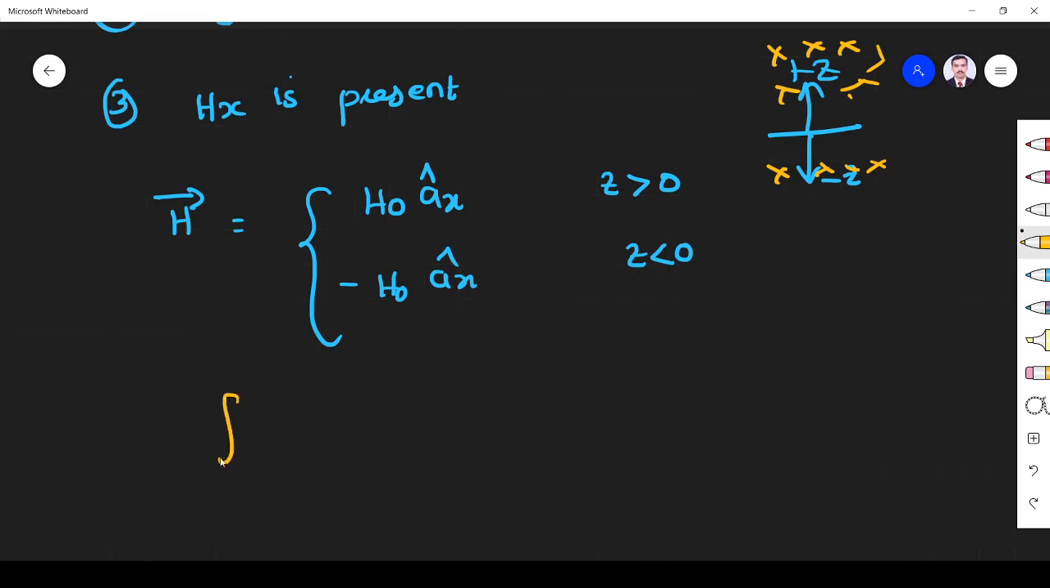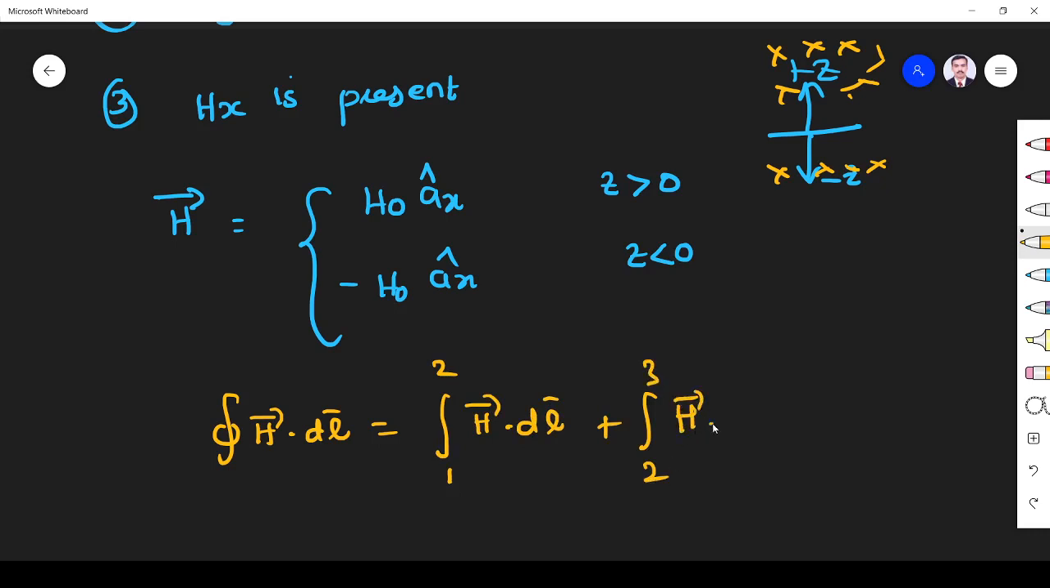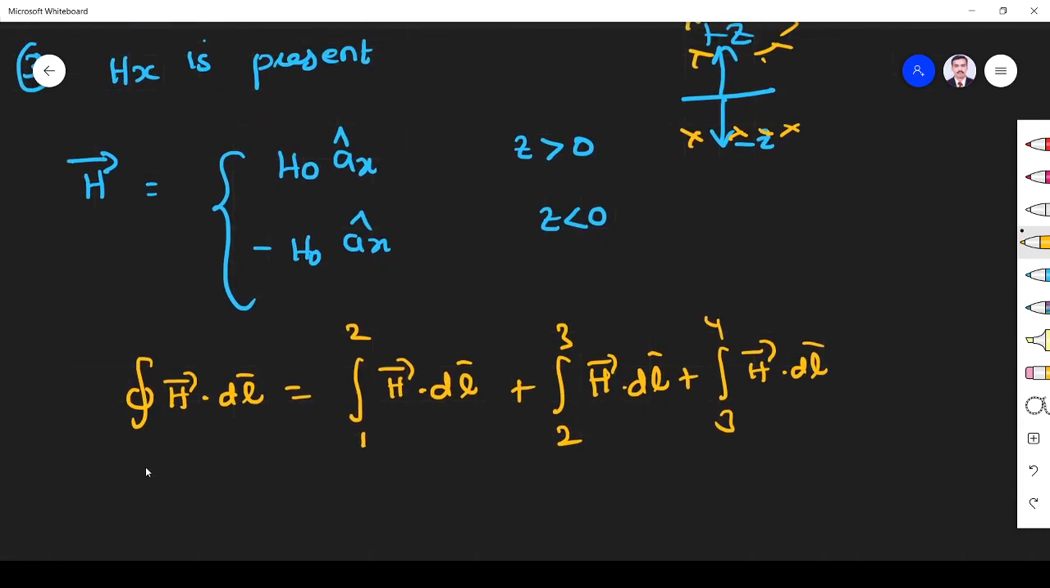Okay, now we apply all these rules to find the magnetic field. We know H dot dl. This is Amperian loop 1, 2, 3, 4. So instead of taking a collective integral, I take a line integral from 1 to 2, instead of the loop, I take each line. Then 2 to 3, H dot dl. Then 3 to 4, H dot dl, plus 4 to 1. Instead of the loop, I segment the loop into 4 line segments, each H dot dl.